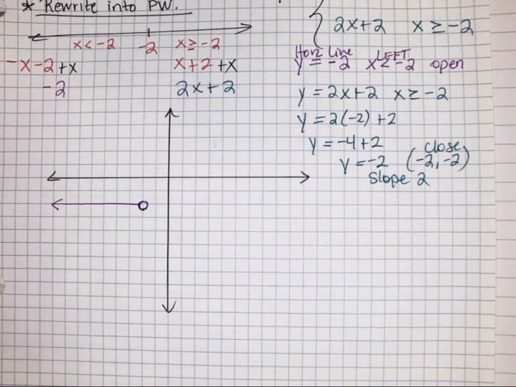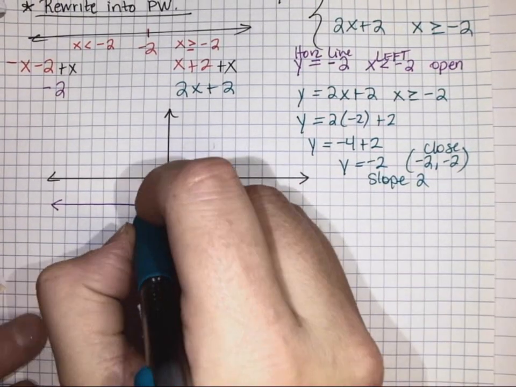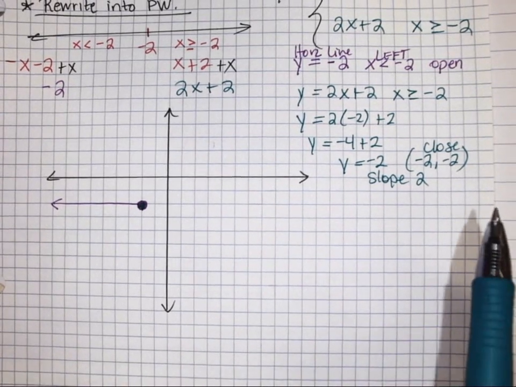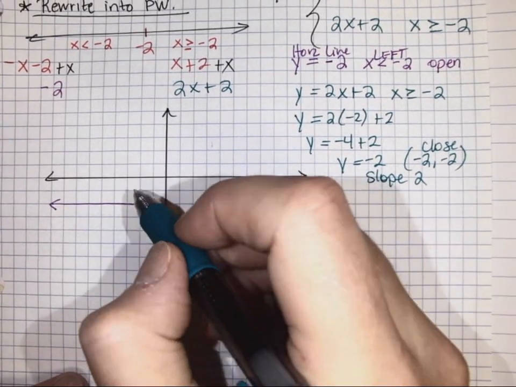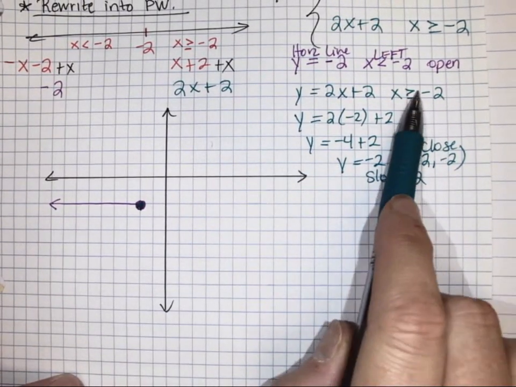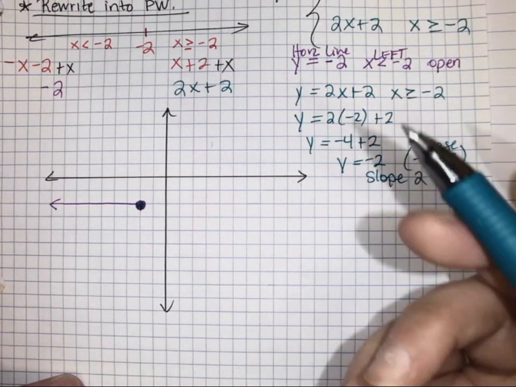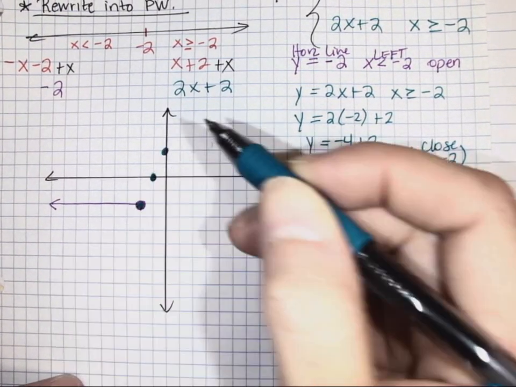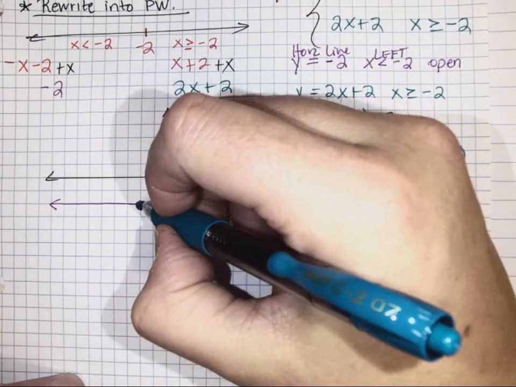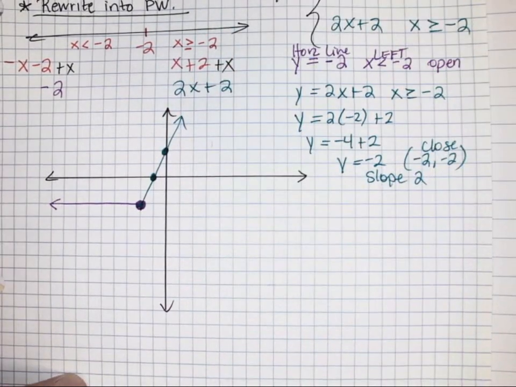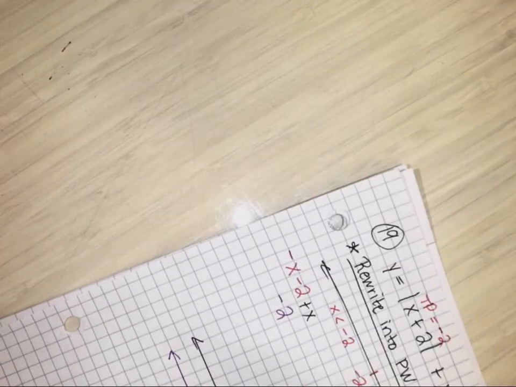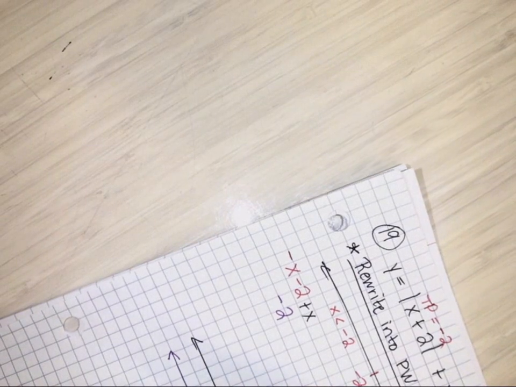For your graph in green, you're starting at -2, and that hole got filled in. And you're using your slope of +2, and I do want to see the right side because it was greater than. So I go up to the right one, up to the right one. All right, last but not least, 20.